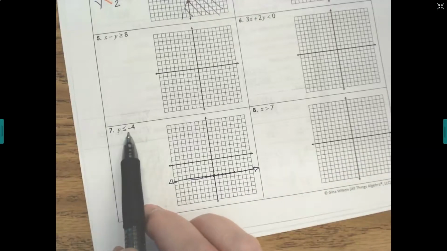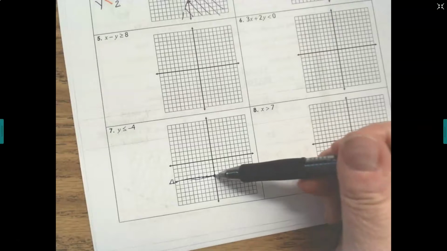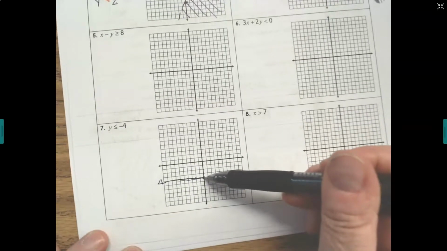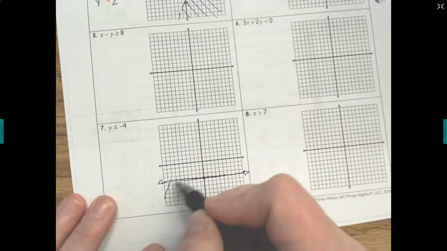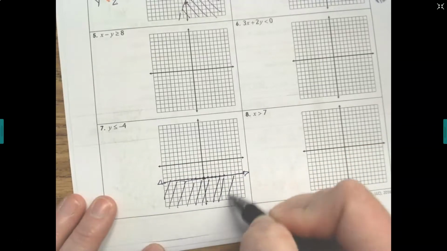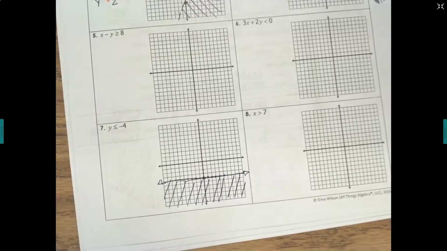This says the y values are less than negative 4. So here's my y-intercept at negative 4. Where are numbers less than negative 4 for y's? And that would be down. So our solution area for this problem is right there.